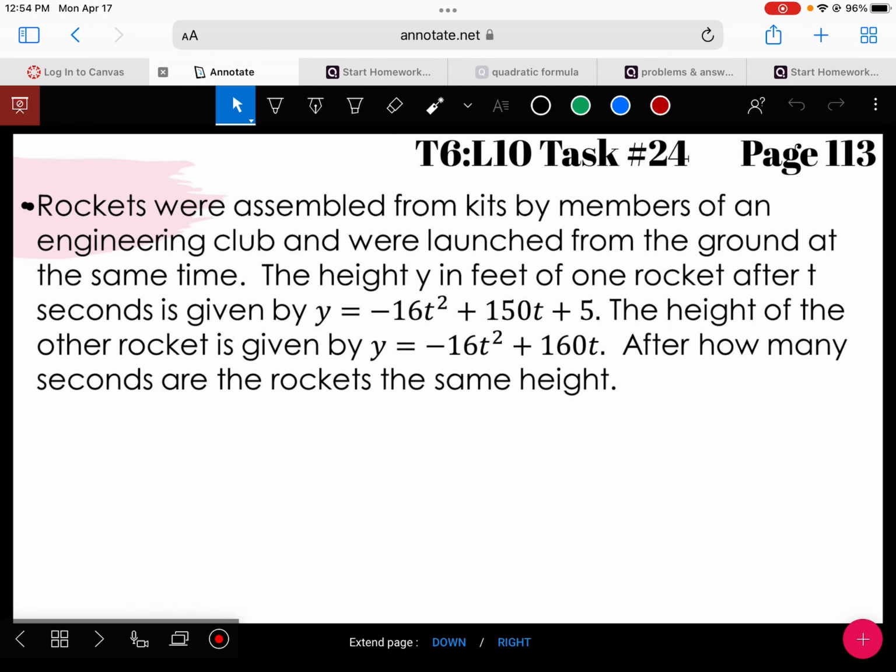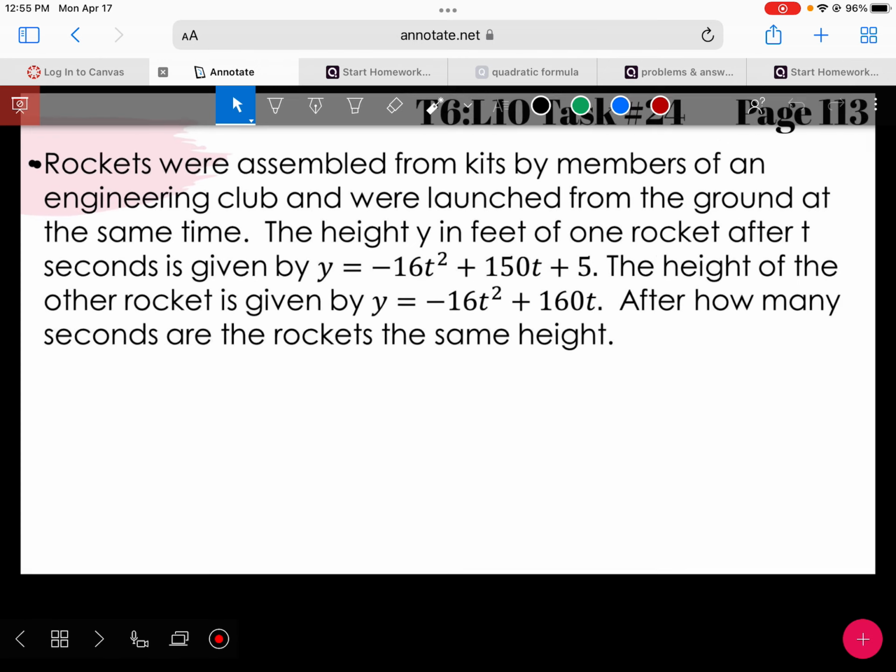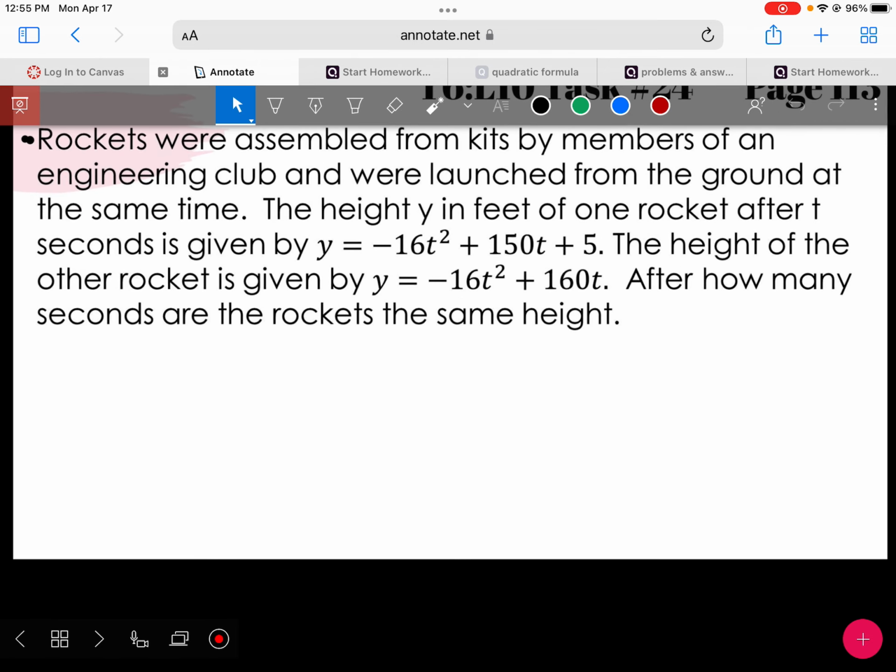Okay, so we have two rockets launched from the ground at the same time. The height of one, which is y in feet, is negative 16t squared plus 150t plus 5. The height of the other rocket is y equals negative 16t squared plus 160t. After how many seconds are the rockets the same height?